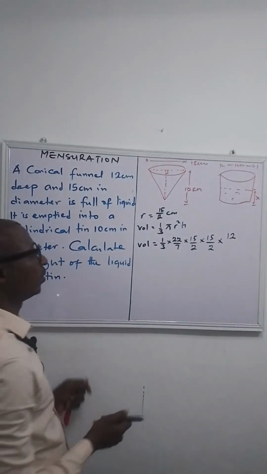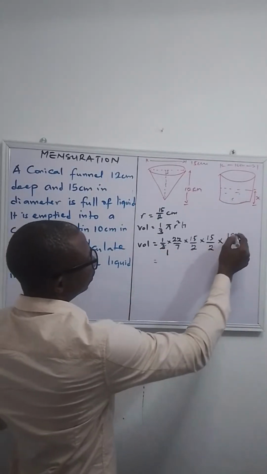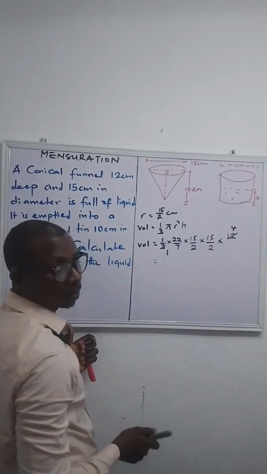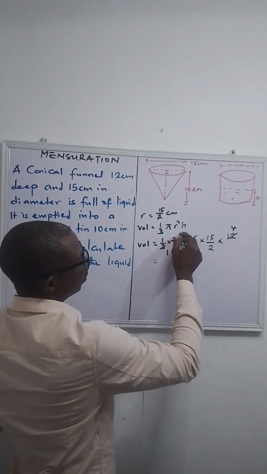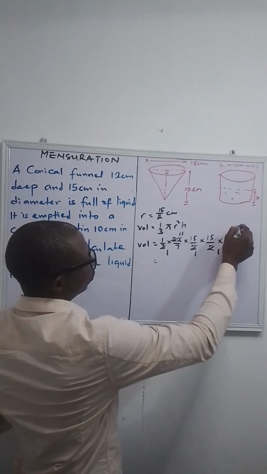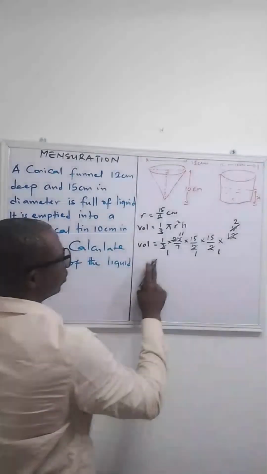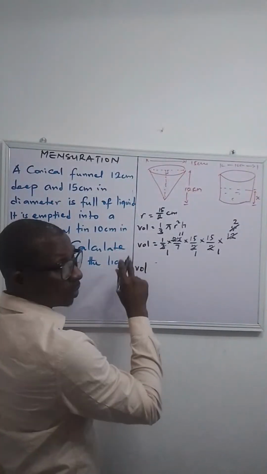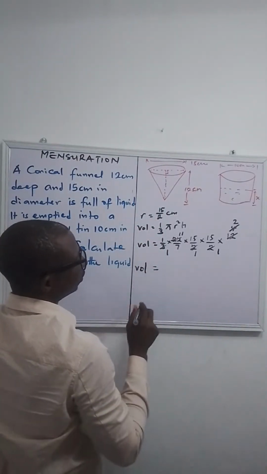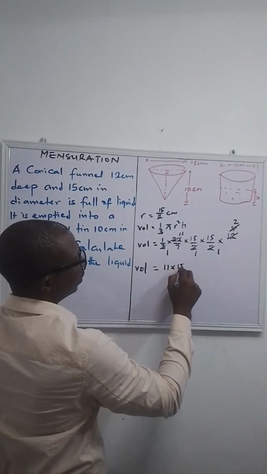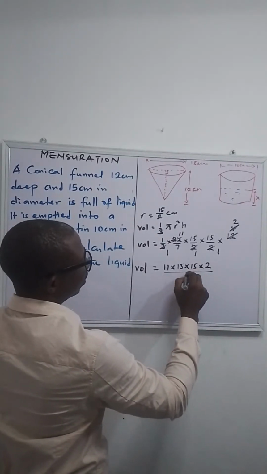Okay, so now 3 goes here is 1, 3 goes here is 4. So we have 2 goes here 1, 2 goes here 11, 2 goes here 1, 2 goes here is 2. Okay, so now we have the volume of the liquid in the conical funnel is 11 times 15 times 15 times 2, everything over 7.